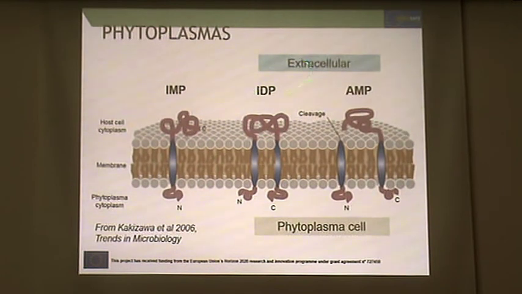So here is the outside of the cell of the phytoplasma, here it is inside. We have one or two transmembrane domains in all of the three. And then this is the immunodominant portion. We are interested in this, or this.